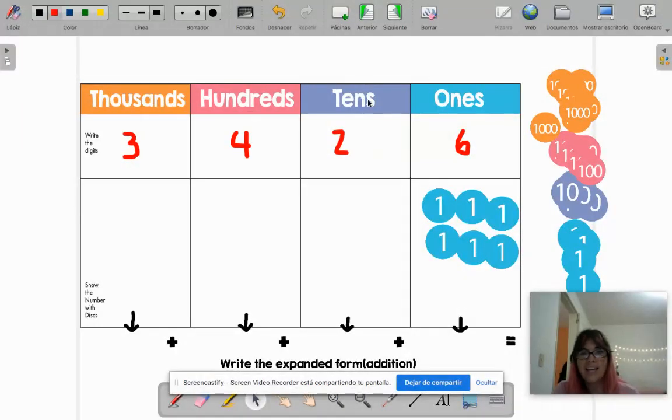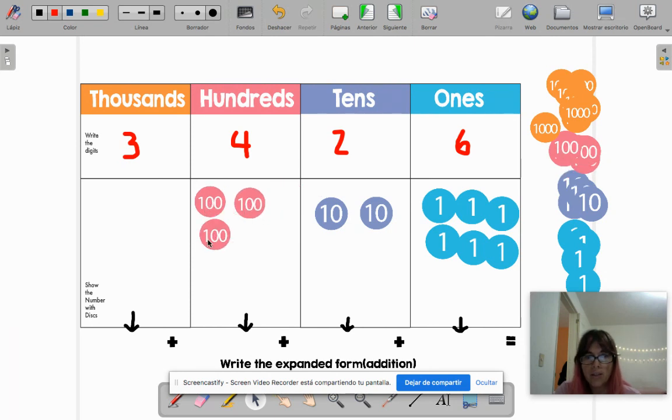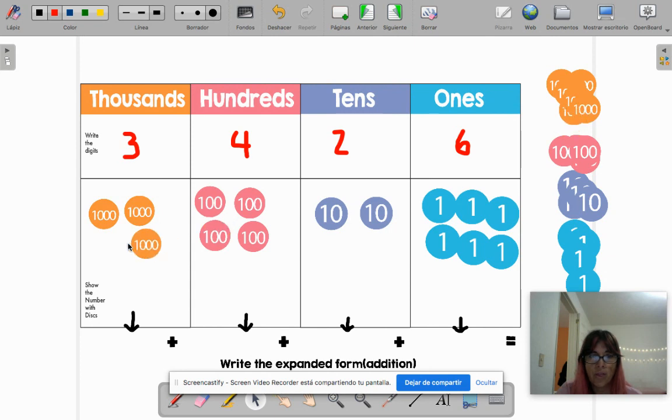Okay? In the tens, it says we have 2. So let's bring 2 of 10, 2 tens. In the hundreds, it says 4, so we go to the hundreds and we bring 4. And in the thousands, it says 3,000. So let's bring 1, 2, 3. So until here, that's what we did yesterday. Today, the only difference is that now you have to write it, as it says here at the bottom, in expanded form.